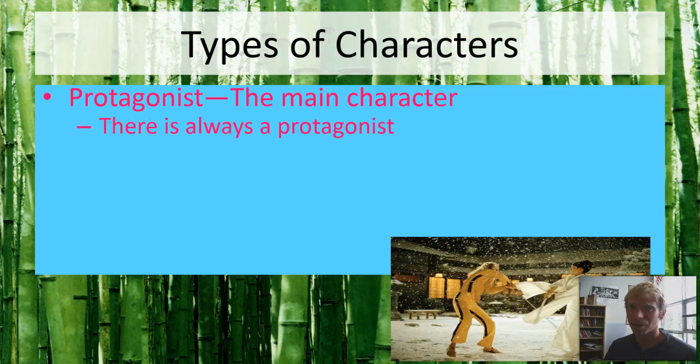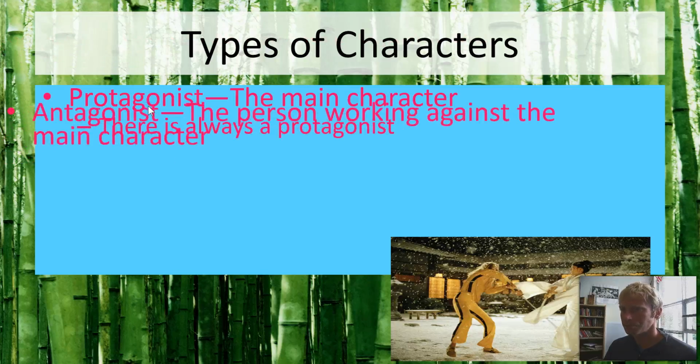Some stories follow a bad person. In the show Breaking Bad, Walter White is a guy who makes meth and sells it. He's a bad guy. He does the wrong thing. He's the protagonist. He's the main character. He's the one that we're following in the show. Not a good guy. But a protagonist is just the main character.